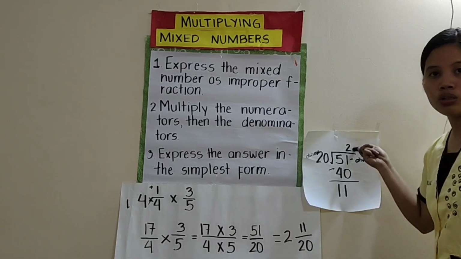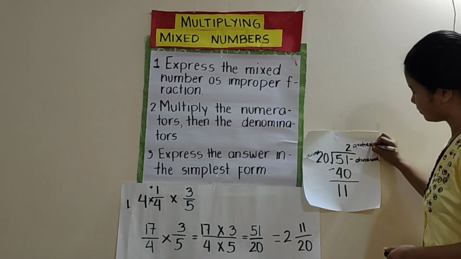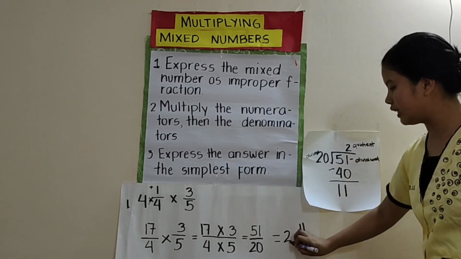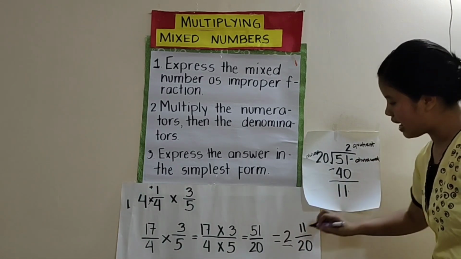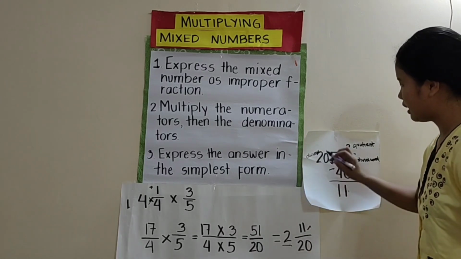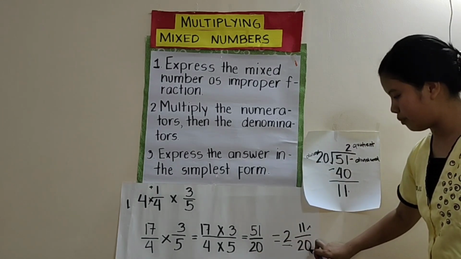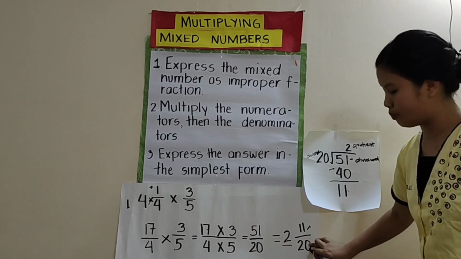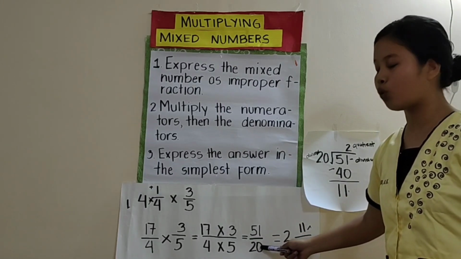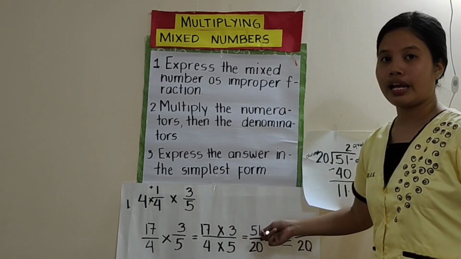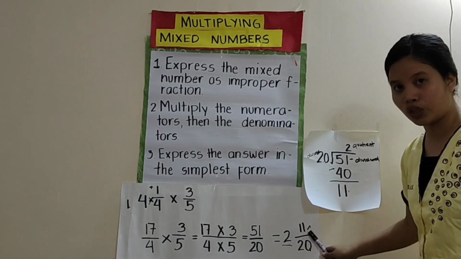Okay. So our quotient here, the number 2, will be our whole number. Our remainder as numerator. And our divisor, or our denominator here, will also be our denominator in the mixed number. Okay? So 51 over 20, when expressed in simplest form and converted into a mixed number, will be 2 and 11 over 20.